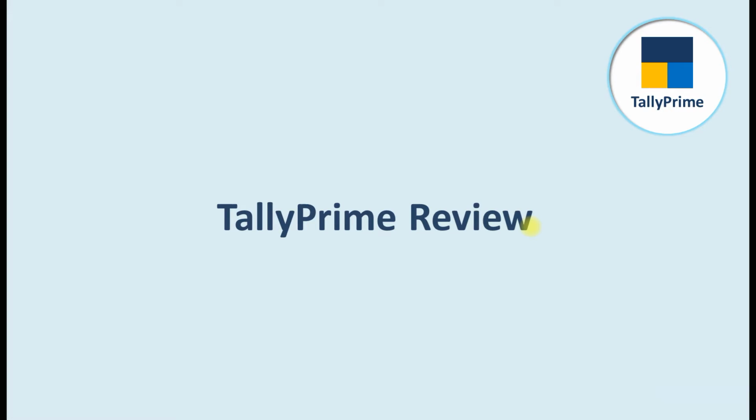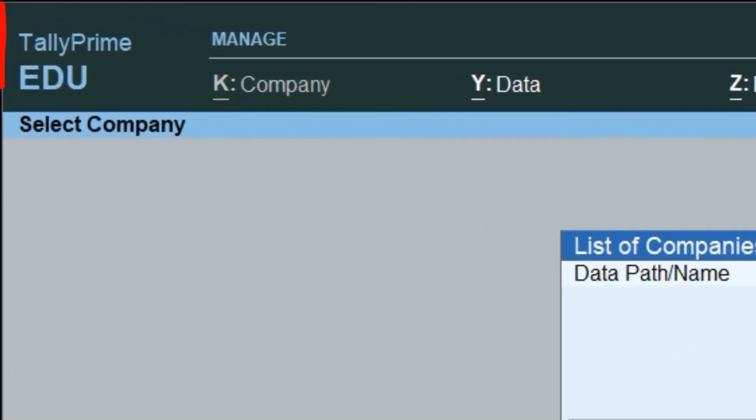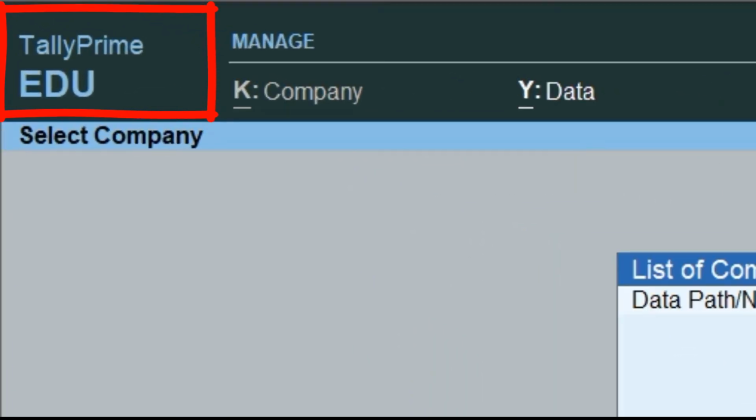Now it's time to review the Tally Prime application. We are reviewing in education mode. Once you open the Tally application in education mode, on the top left corner you can see Tally Prime, the education mode itself. Otherwise if you're using a license version, by default it shows Tally Prime Silver or Tally Prime Gold once the license is reactivated in Tally Prime.